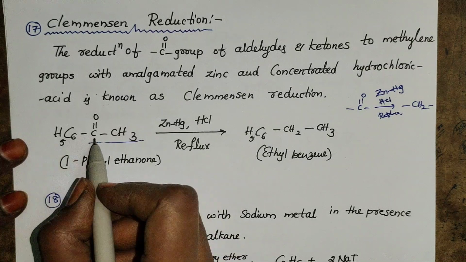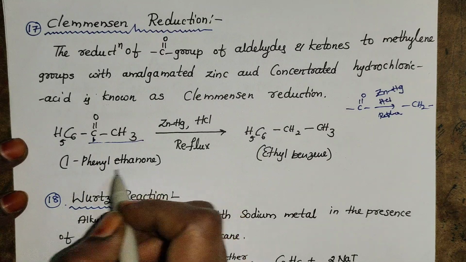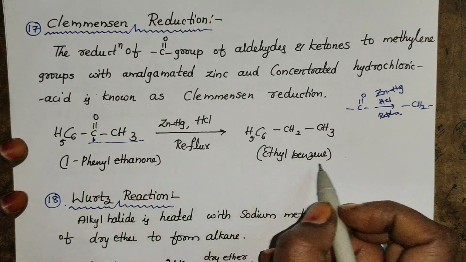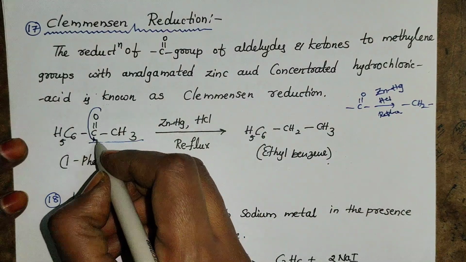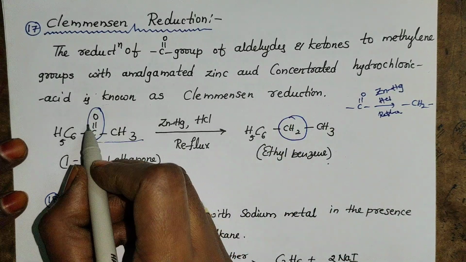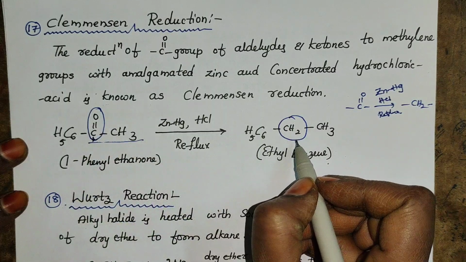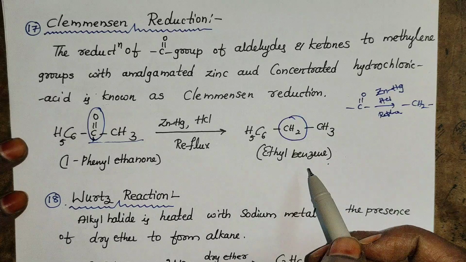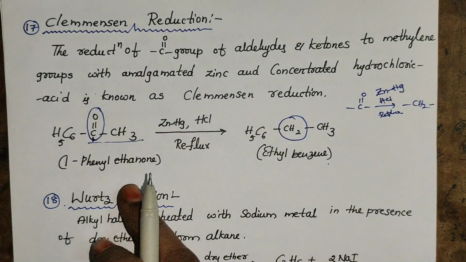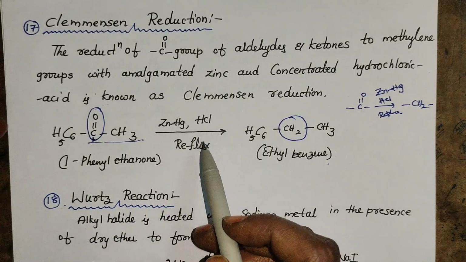Okay, the first position contains what? Phenyl group. That is why the IUPAC name of acetophenone is 1-phenyl ethanone. This 1-phenyl ethanone is converting to ethyl benzene. Simple, this carbonyl group is converting to a CH2 group. Nothing but here oxygen is eliminating, and in the place of one oxygen, 2 hydrogens we are taking. It is a reduction reaction, right? So this is about Clemmensen reduction. Clemmensen reduction occurs in presence of zinc amalgam, Zn-Hg, HCl, reflux reaction.